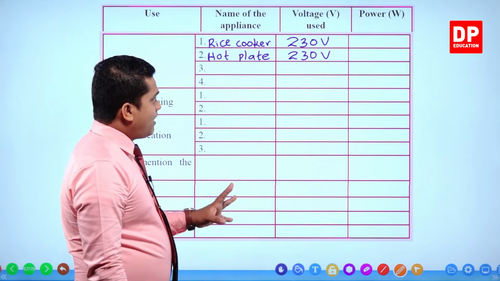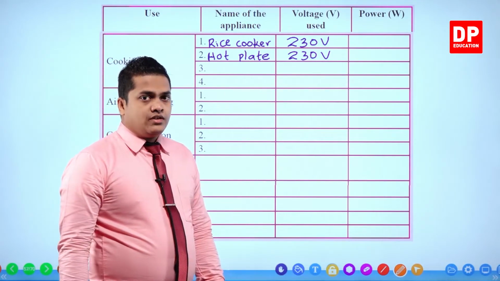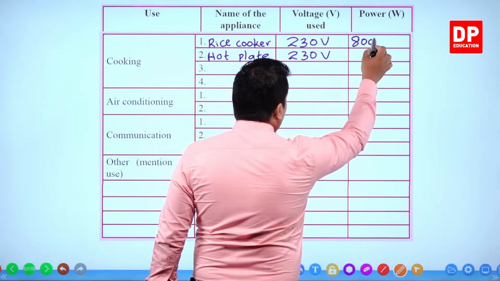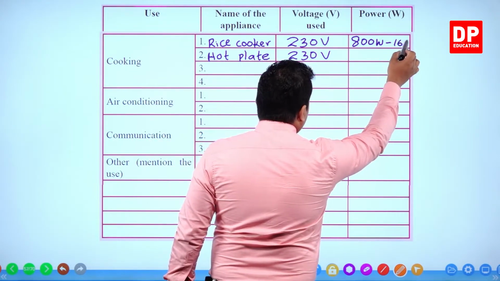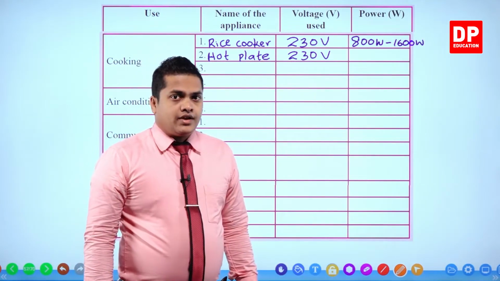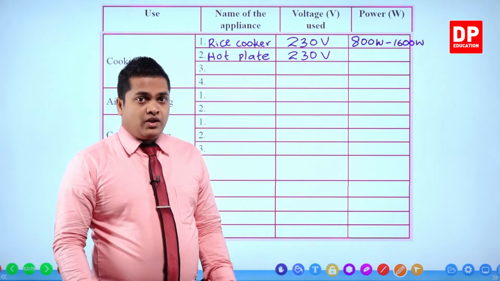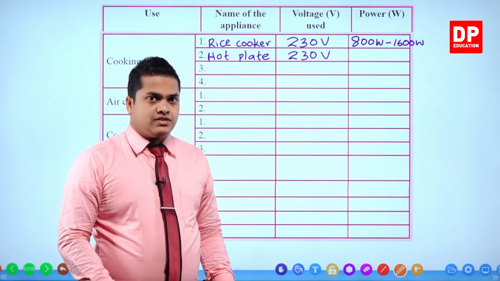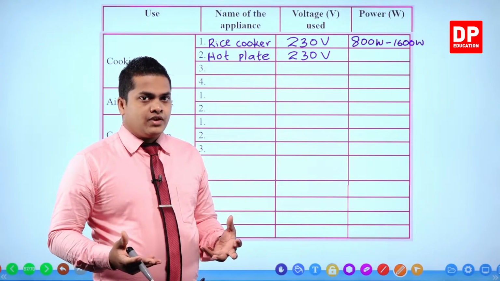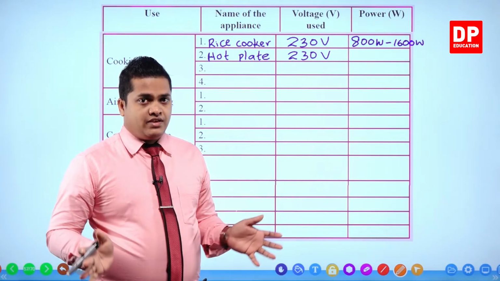So if you take the power of these things, the power of a rice cooker is around 800 watt to 1600. There are way bigger rice cookers that use more electrical energy as well, but now we are discussing household electrical appliances, no? So in our houses, we don't use those kinds of heavy rice cookers.